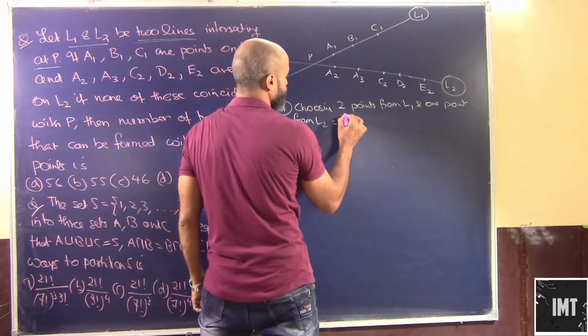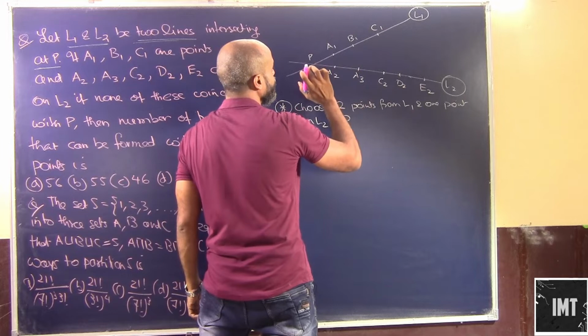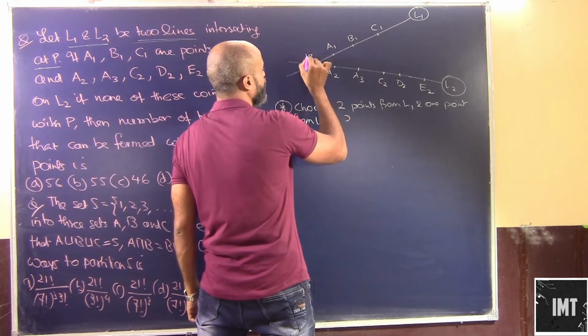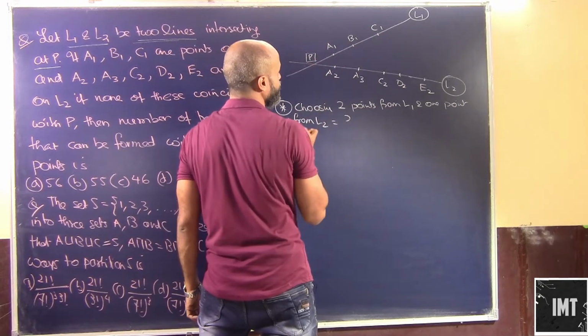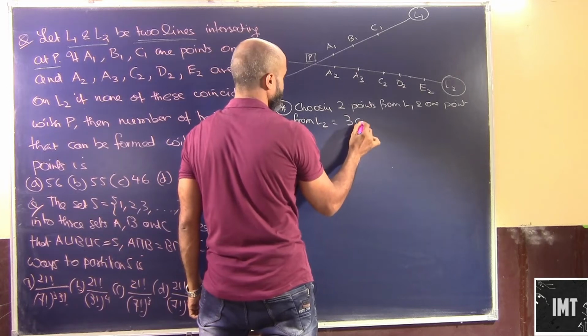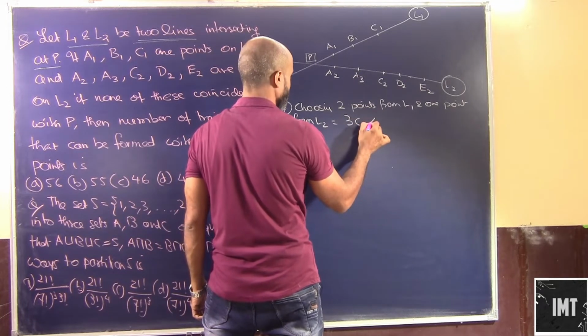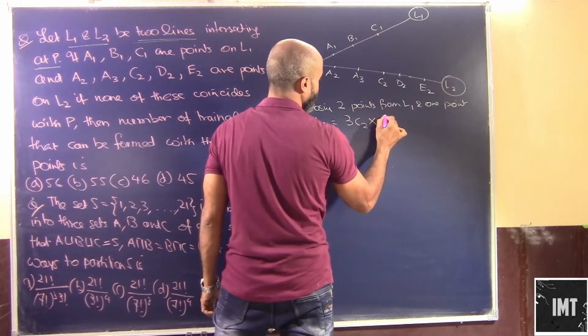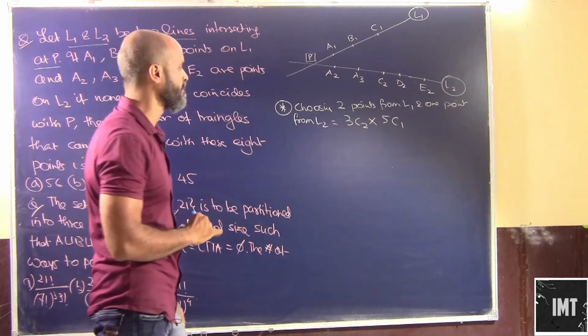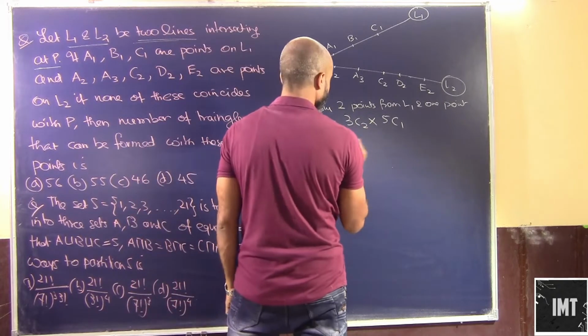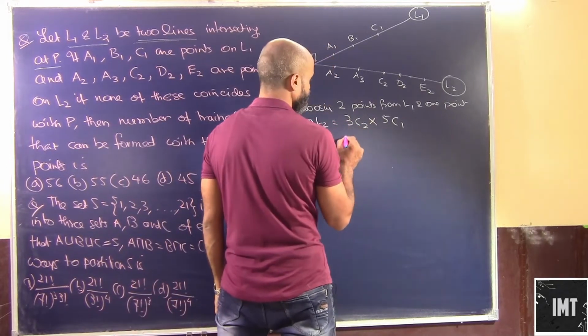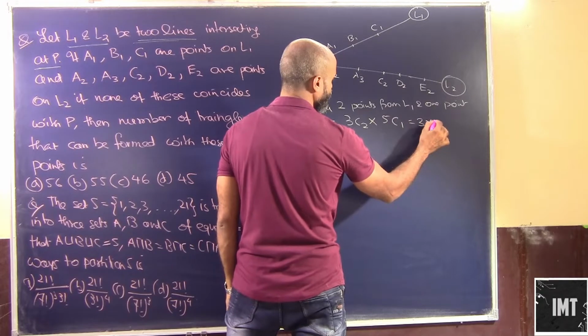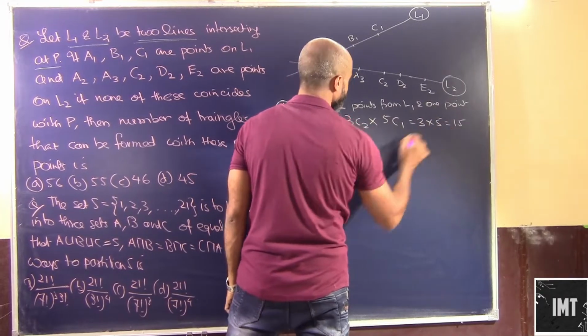Choosing 2 points from this can be done in 1, 2, 3. So we are not taking P as of now. So this will be 3C2 and 1 point from here, 1, 2, 3, 4, 5. So 5C1. 3C2 into 5C1, that will be 3 into 5, that is 15 ways.